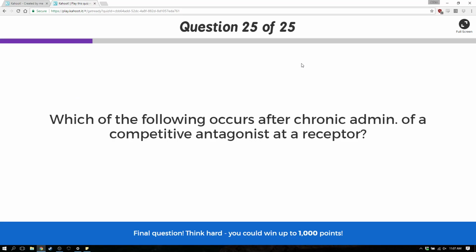Last question. Which of the following occurs after chronic administration of a competitive antagonist at a receptor?